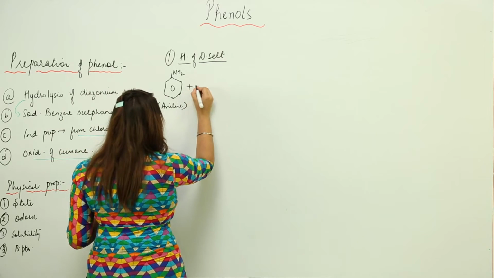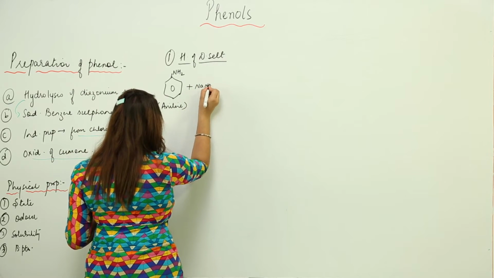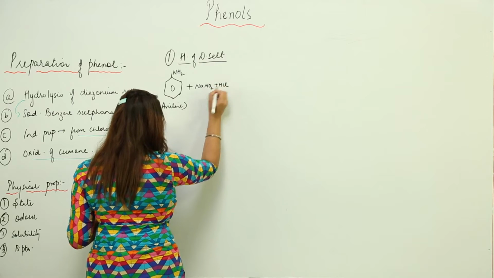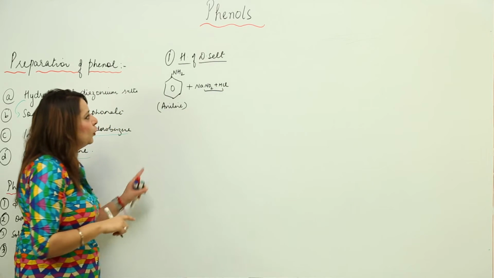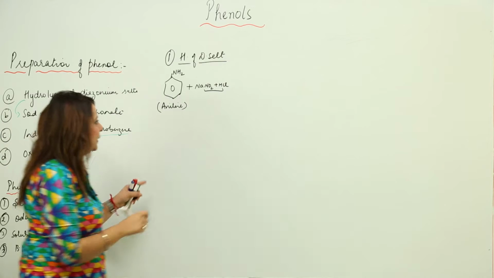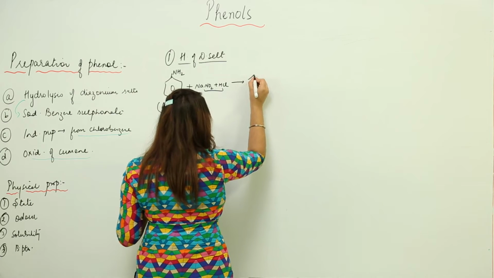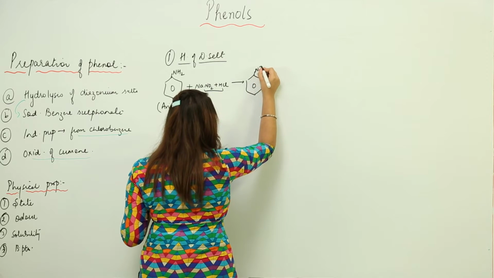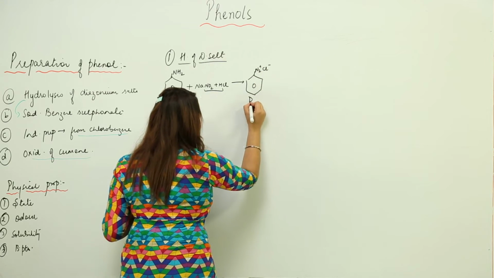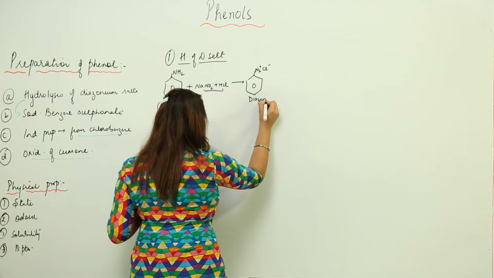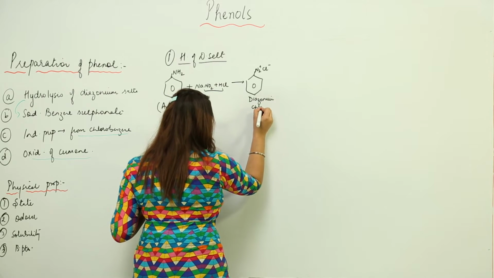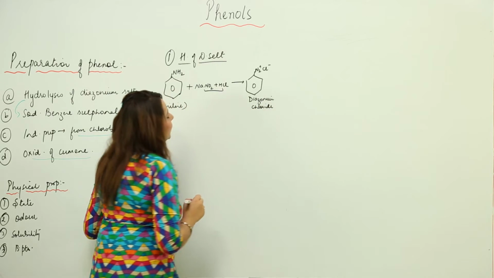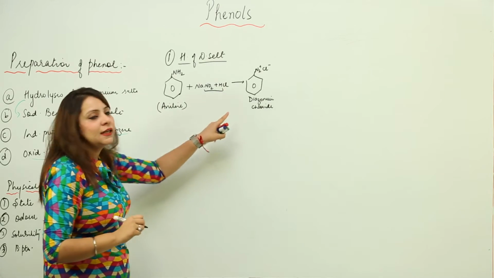Now we are going to react it with NaNO2 and HCl. That means we need to react with the combination of NaNO2 and HCl. What as a result will we see? We'll see a diazonium salt, and particularly the salt will be diazonium chloride. This will be the diazonium salt called diazonium chloride.